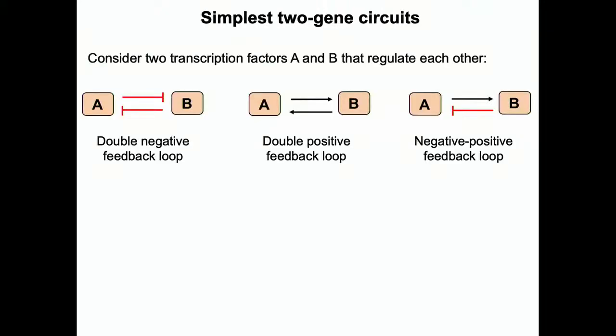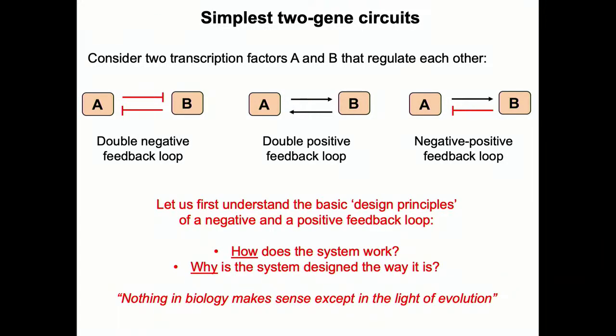Okay. So these are the simplest 2-gene circuits: 2 molecules inhibiting each other, 2 molecules activating each other, and then 1 molecule activating the other while the other inhibits. Of course, you can have it in the flipped manner, but that doesn't change the topology of the network in general, right? So this is what we would call a double negative feedback loop, because both the links are inhibitory in nature. This is double positive because both the links are activatory, and this is what is called a negative-positive feedback. So what we'll discuss today is how these systems work, what the dynamics of these systems are, and why these systems are designed the way they are.